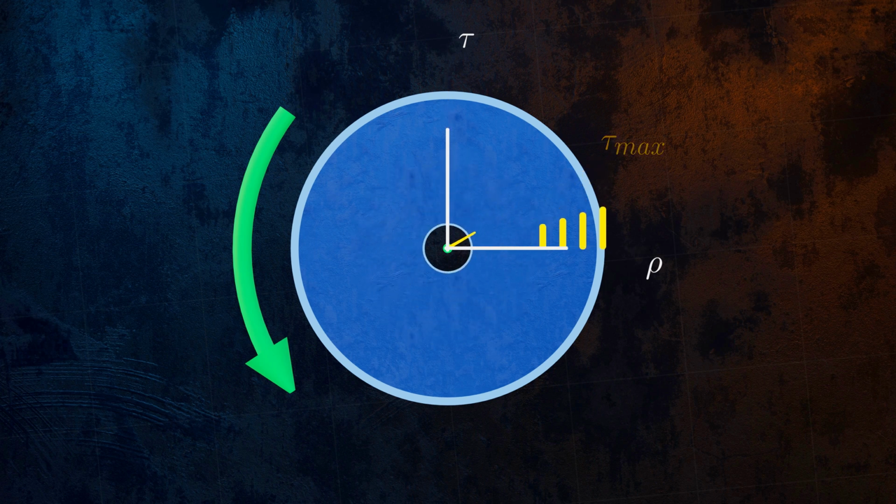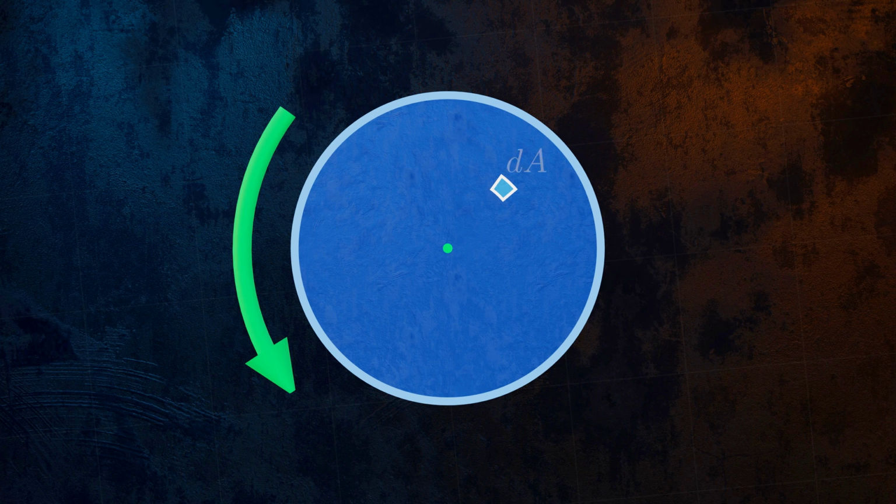Let's consider a small element within our cross-section that has an area equal to dA and is located at a distance ρ from the center of the cross-section. The internal force acting on this element is equal to its area, dA, multiplied by the shear stress tau. We can use this information to work out an equation for calculating the shear stresses.